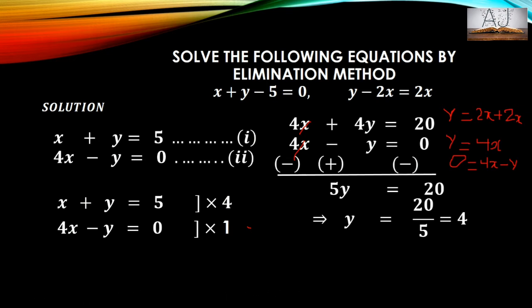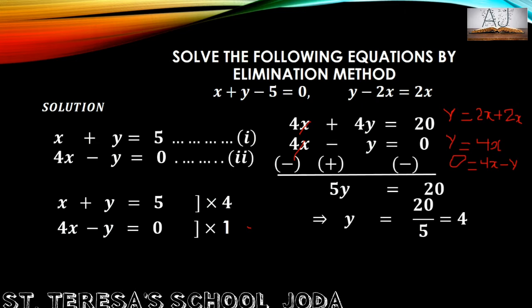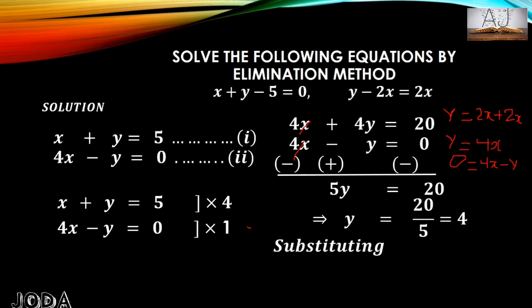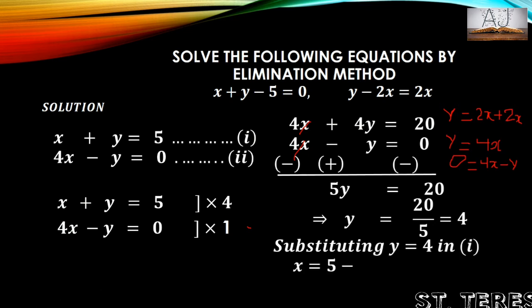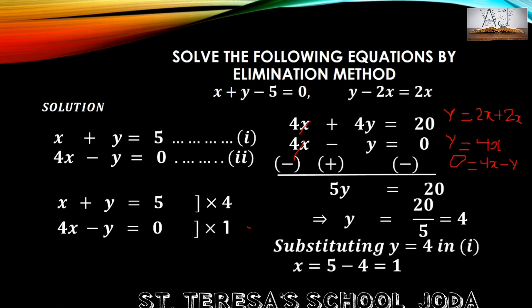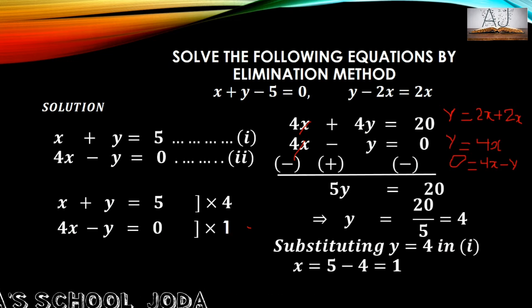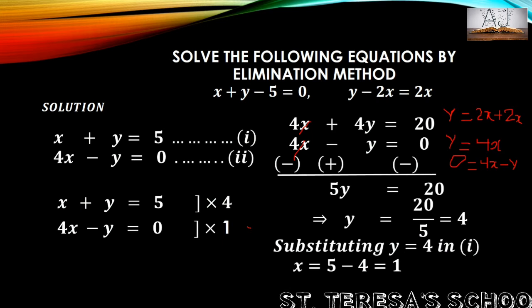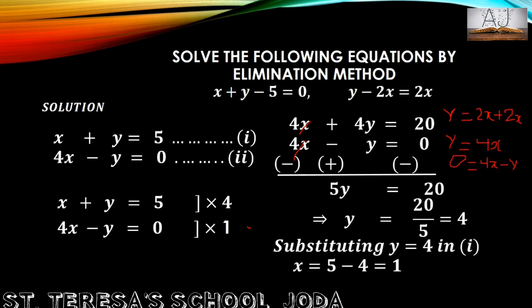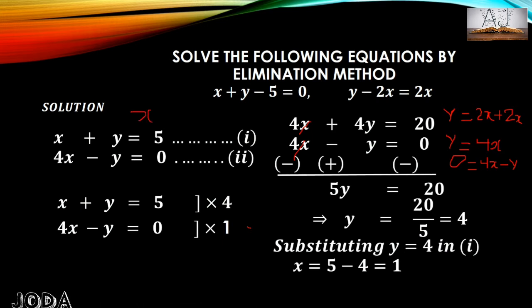Now we want the value of x also, no? Substitute in any one of the equations, either the first one or the second one. Suppose I substitute in the first equation. The first equation was x plus y equal to 5. In place of y, I have put 4. So x equal to 5 minus 4, that is equal to 1. So the value of x I have got as 1 and the value of y we have got as 4.